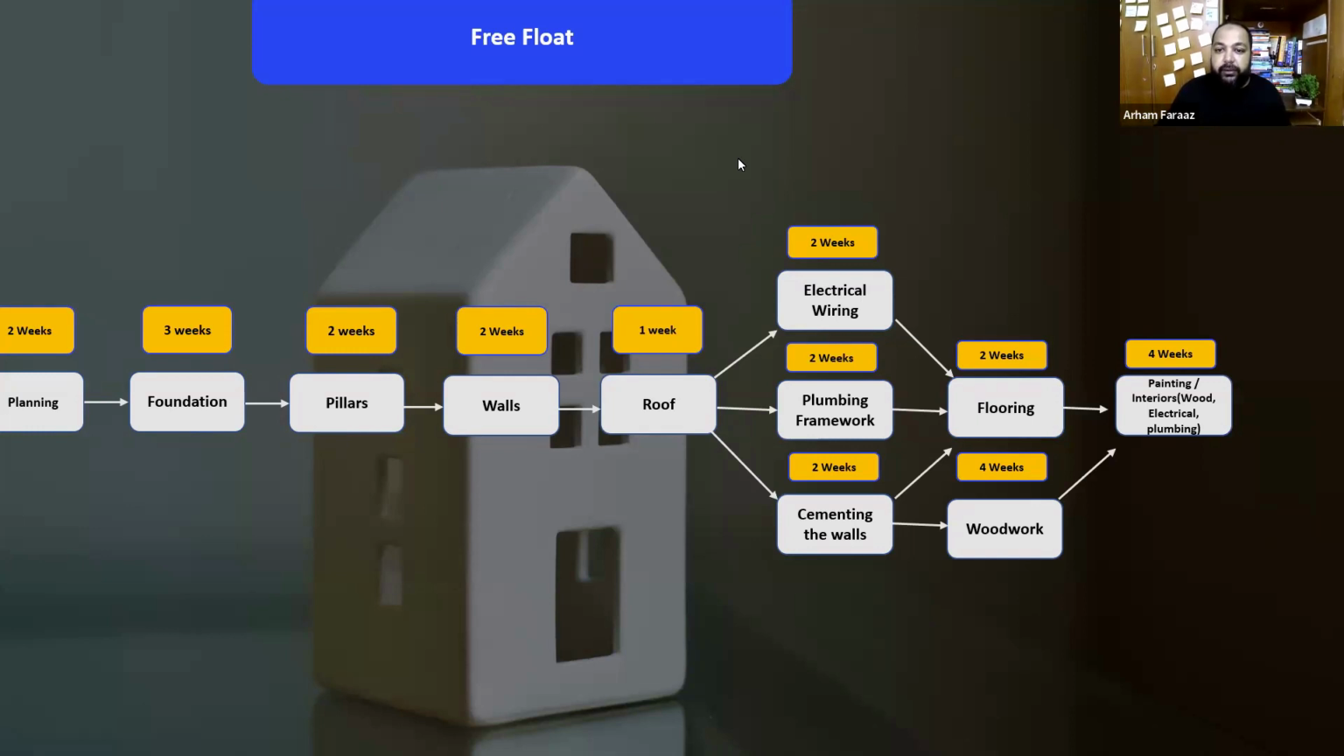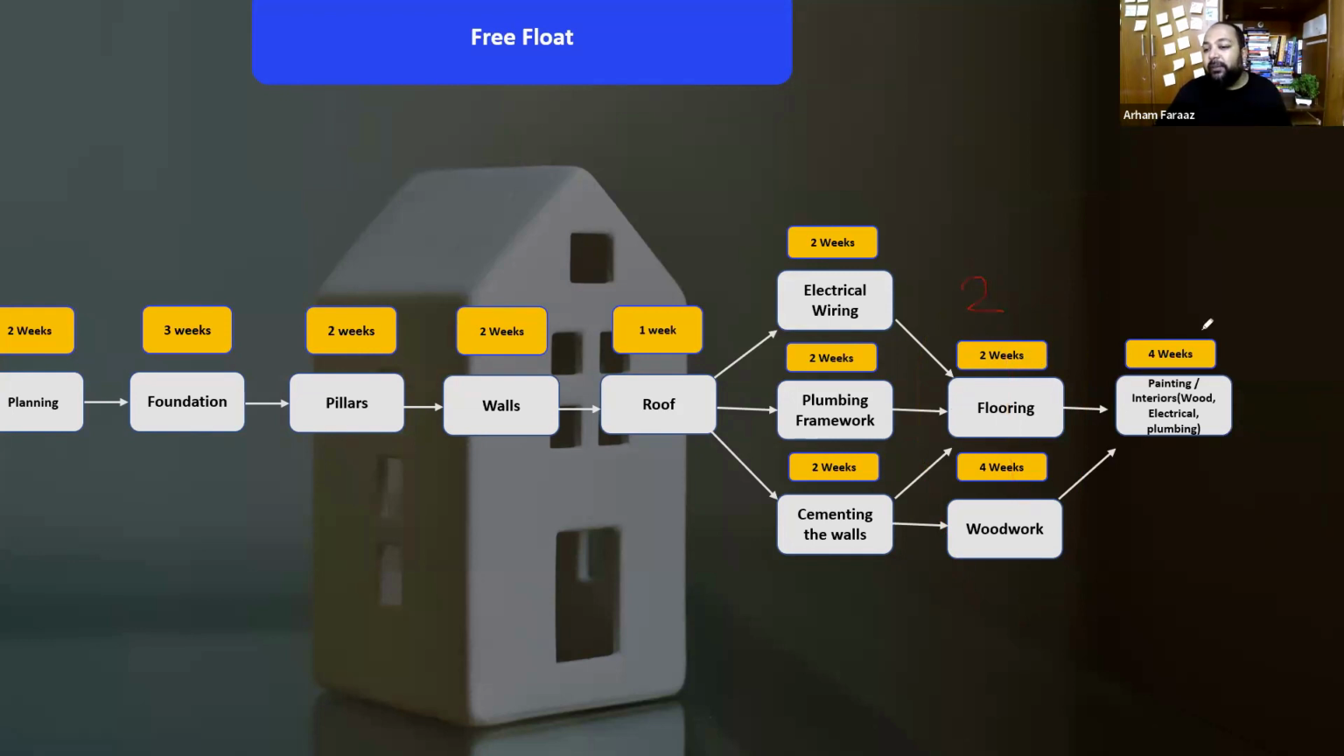If you can see here, let me show that to you. This is a 2-week activity and this is a 4-week activity. So the free float is 4 minus 2, which is equal to 2 weeks. This is the free float we have between flooring and woodwork. So flooring could start early over here, or give a 2-week break and then start somewhere over here, no problem. So free float is the float between the activities.